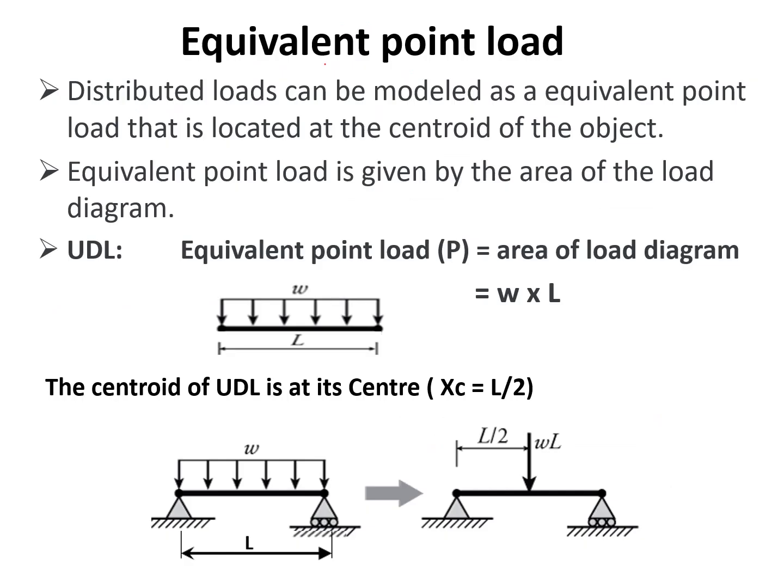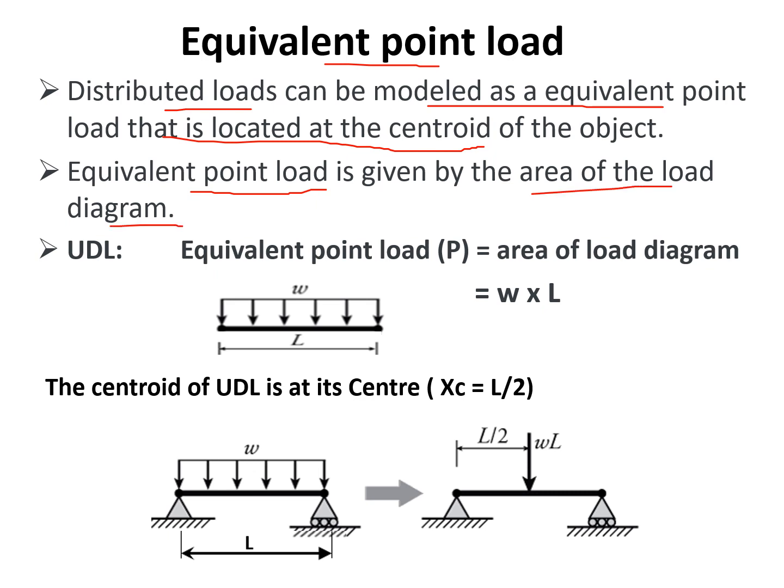Now the equivalent point load. Whenever we talk about distributed loads, they can be modeled as an equivalent point load that is located at the centroid of the object. So when we solve numericals or problems of a beam in which distributed loads are acting, that is a requirement. You have to convert that UDL or UVL or any distributed load into the equivalent point load. And the equivalent point load is given by the area of the load diagram. So that is the important step.